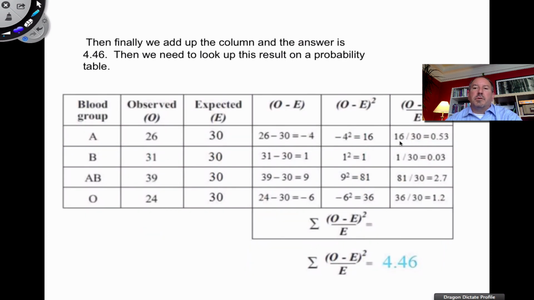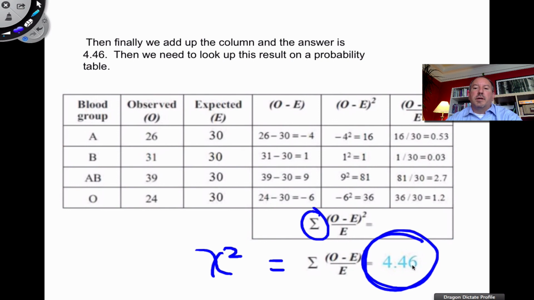You get these numbers: 16 divided by 30, that's the expected. It's 1 divided by the 30, you get this. And then the summation is simply you add all these together. So it's 0.53 plus 0.03 plus 0.27 plus 1.2, and the answer is 4.46. Okay, so this is our chi-square. The chi-square is equal to 4.46.